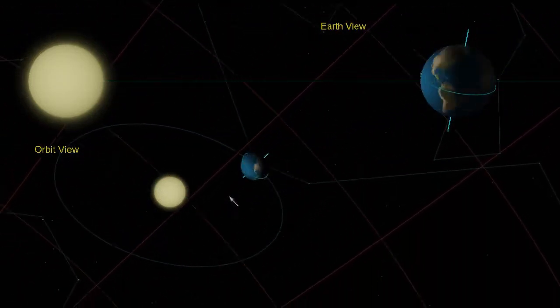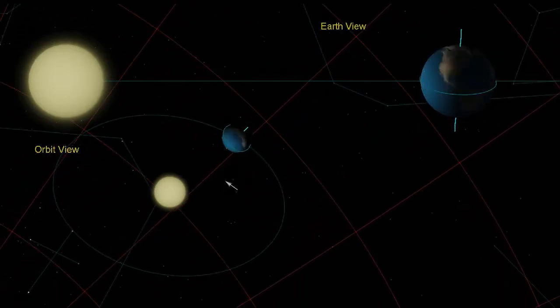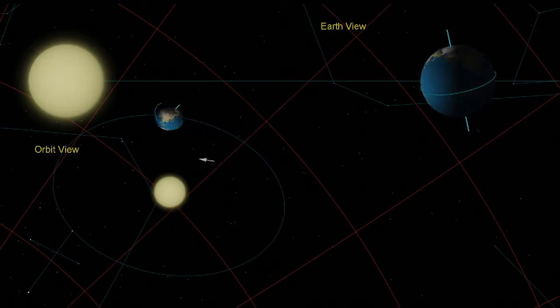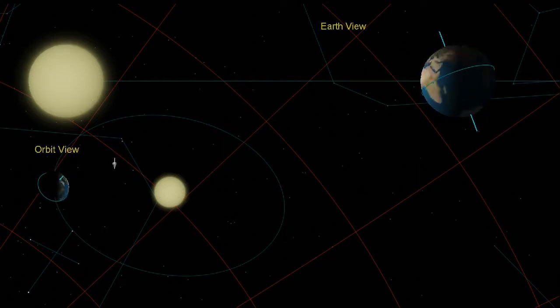Now, in the orbit view, I also have a little white arrow sitting between the Sun and the Earth. I want you to imagine that you're standing where that arrow is, and you're facing in the direction of the arrow. Then on your left will be the Sun, and on your right will be the Earth. And as the arrow follows the Earth about the Sun, the Earth will remain on the right and the Sun on the left. That gives us the Earth view at the top of the screen.